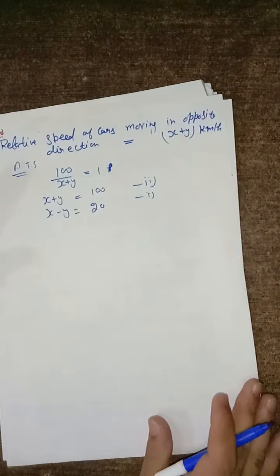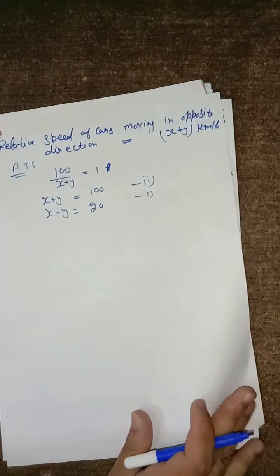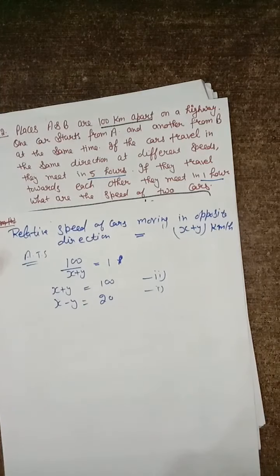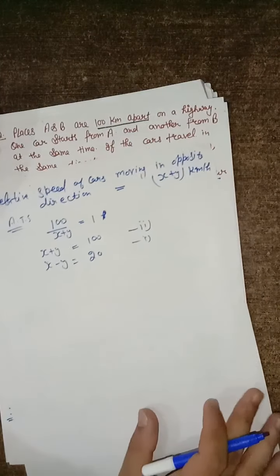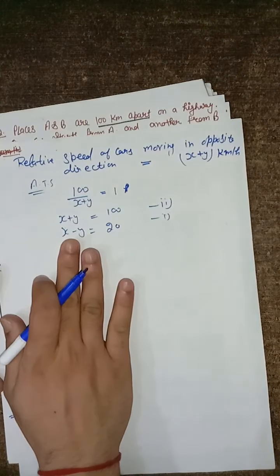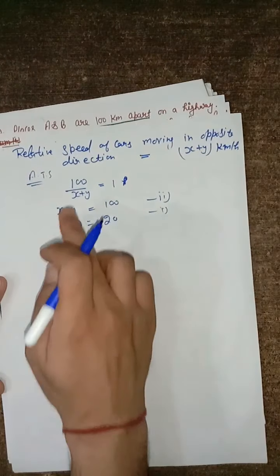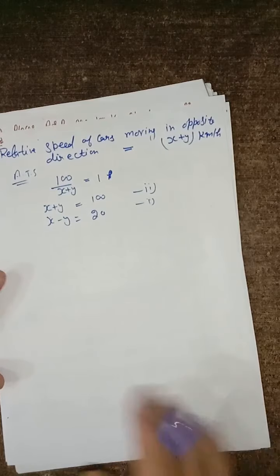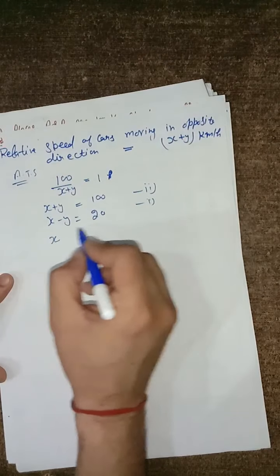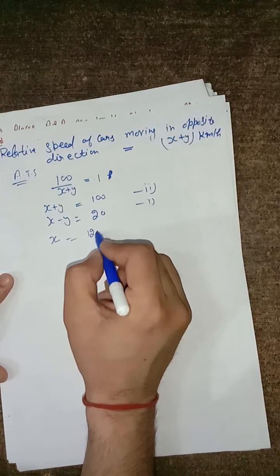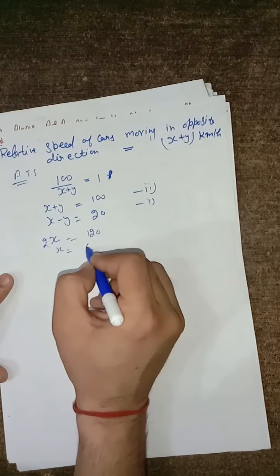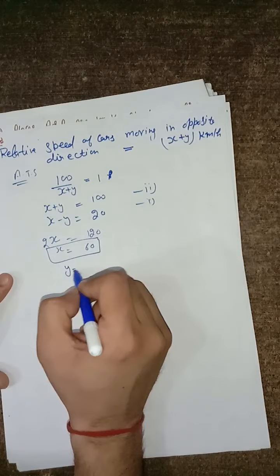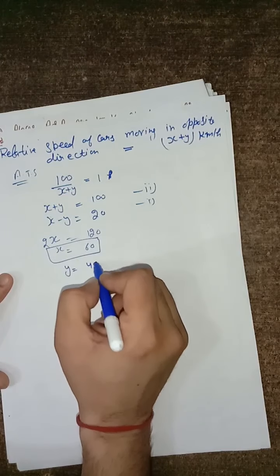After solving, you will get the value of x and y, and here in the question the speeds of the two cars are asked, which are x and y. Solve this by the elimination method, because here y will get cancelled out and x will add. This will become 2x equals 120, and x will become 60. And y will become 40.